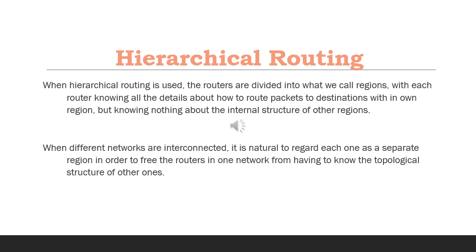Hierarchical routing. When hierarchical routing is used, the routers are divided into what we call regions, with each router knowing all the details about how to route packets to destinations within its own region, but knowing nothing about the internal structure of other regions. When different networks are interconnected, it is natural to regard each one as a separate region in order to free the routers in one network from having to know the topological structure of other ones.